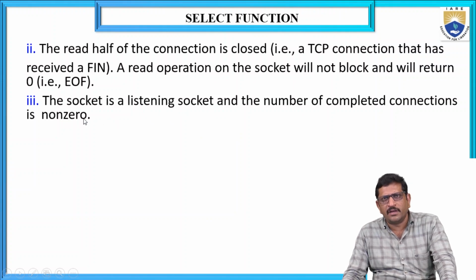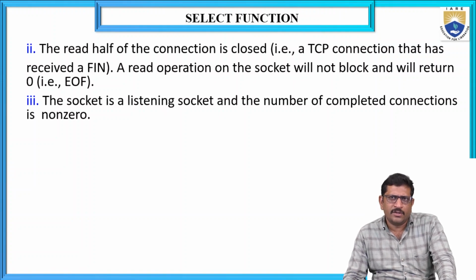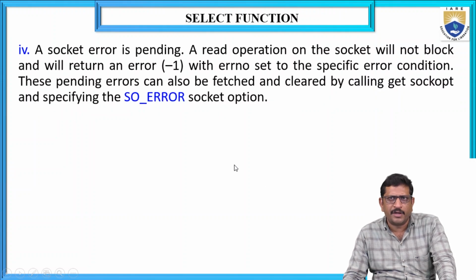Here the socket is a listening socket, and the number of completed connections is non-zero. That means we can consider listening as 1. If we consider it as 1 here, that means the connectivity has happened and the data transmission will be completed.